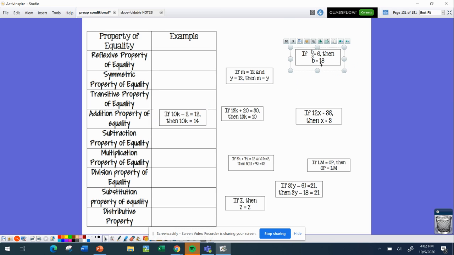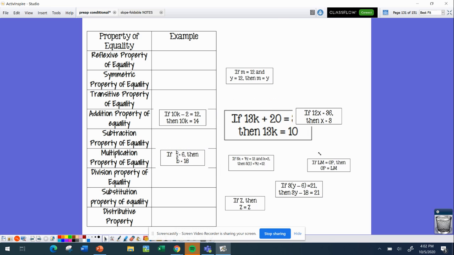Let's take a look at another property. If b divided by 3 gives me 6, then b equals 18. In order to get b by itself, we multiplied both sides by 3. This is an example of multiplication property of equality.